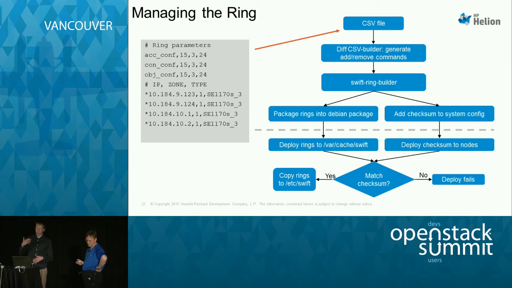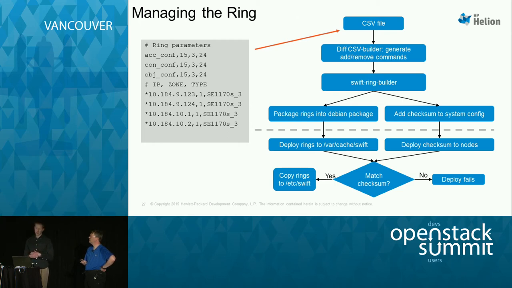So with the CSV file, we have a wrapper around our Swift Ring Builder, a ring script in itself, that reads the CSV file. It looks at the IP addresses, and it looks at the type, and it says, oh, this type is an SC1170S_3. So it has a list of supported devices there, and it says, oh, this node has 12 devices, all of weight, say, 100, and it needs to be part of all three rings. So it does that. It blows up the CSV file with that information, and it compares it to the existing ring file that's on the system.